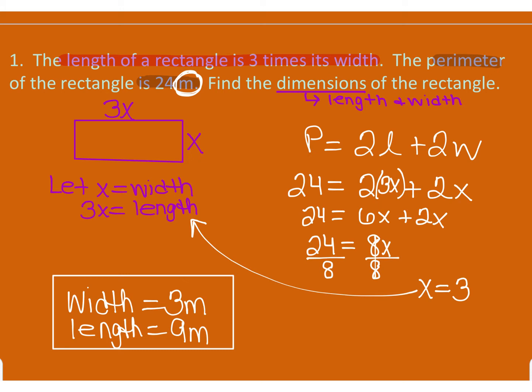Remember, I'm finding dimensions, which means I want to find the length and the width. So I go back to those let statements, substitute in that 3, and I get that answer of my width being 3 meters and my length being 9 meters.